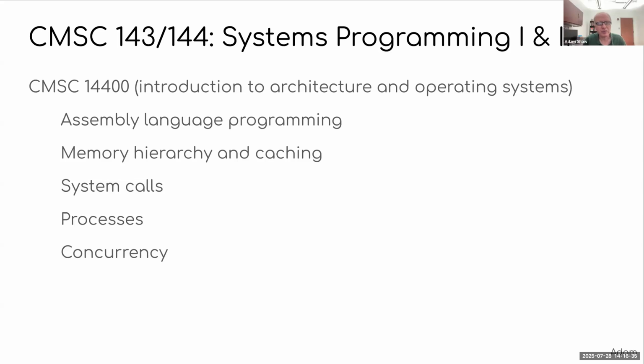143 is, you're still doing programming, but in 144, you're even getting underneath the level of C programming and learning things like assembly language, and how the memory hierarchy is organized in the computer, which again is extremely helpful if you want to write code that runs really, really fast, system calls, processes, and concurrency. There's an overlap between 143 and 144, but 144 has a greater level of detail.